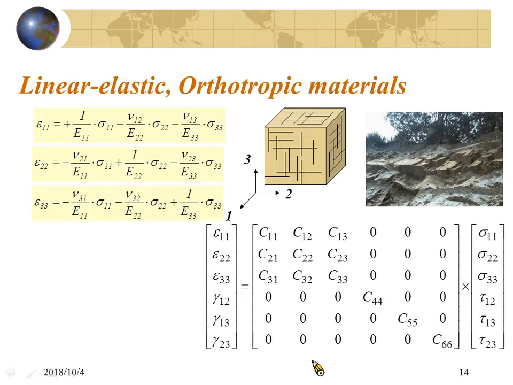You will find you have E11, E22, E33. The Young's modulus in this direction, the Young's modulus in this direction, and the Young's modulus in this direction. Nobody tells you the Young's modulus in different directions should be the same, unless you have isotropic material. Correct?